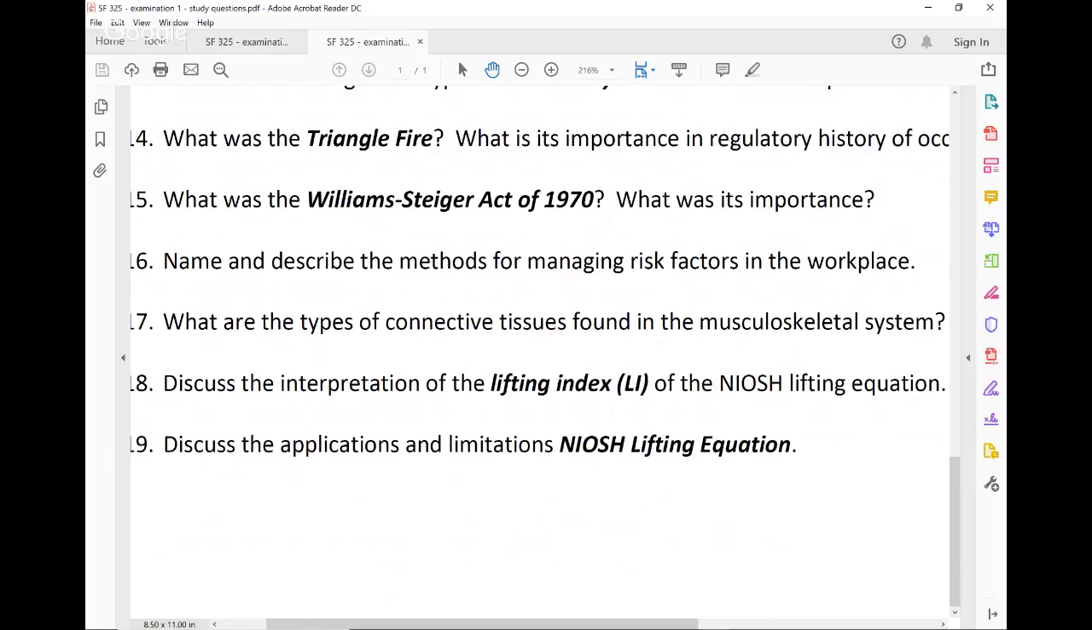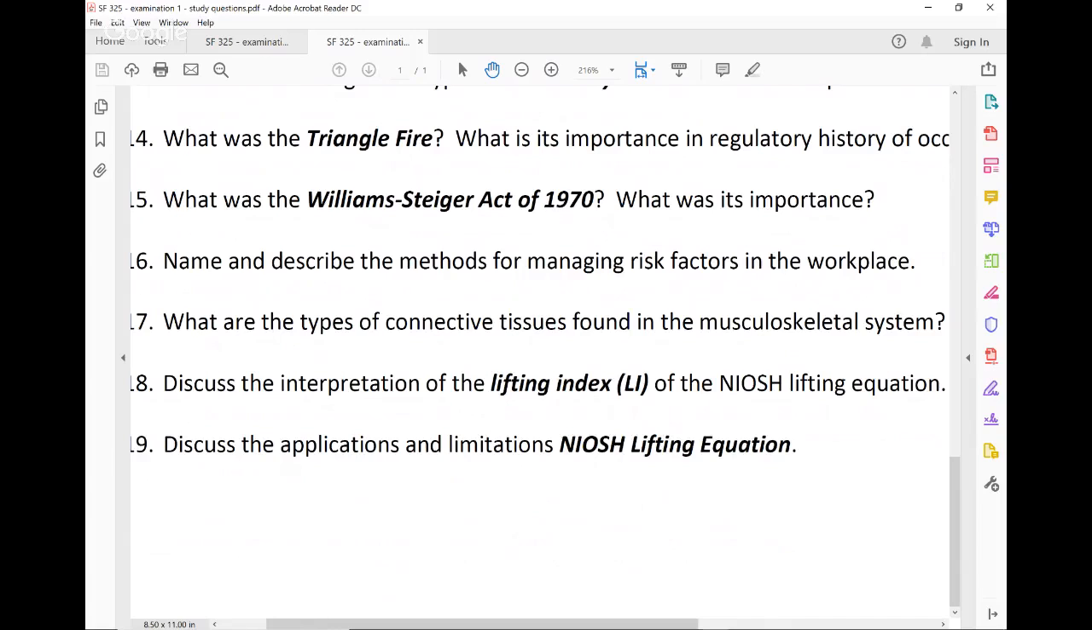It is too high. It's over the recommended weight limit by 2.3 times. Does that make sense? So it's 2.3 times too heavy to do that task safely, without increasing your risk of an MSD, specifically for the lower back. What if the lifting index is 0.75? You're good.